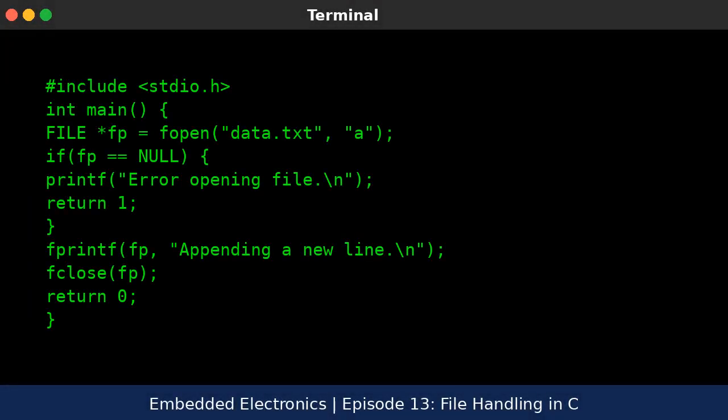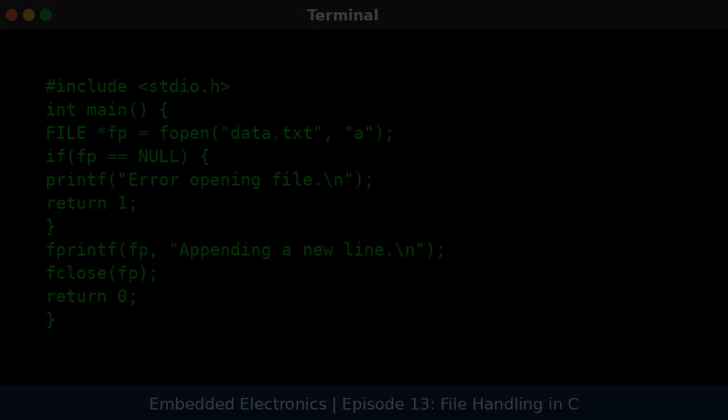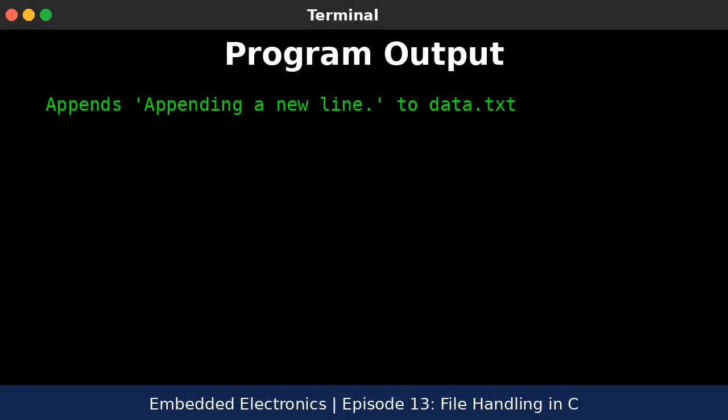This example opens a file in append mode and adds a new line of text at the end of the file. The output of example 3, appending to a file, is as follows. Appended the new line to data.txt.